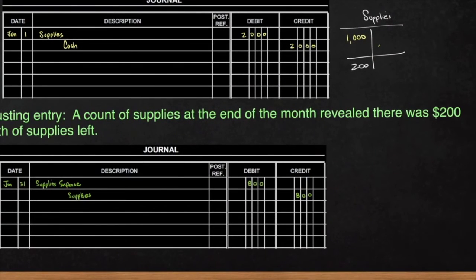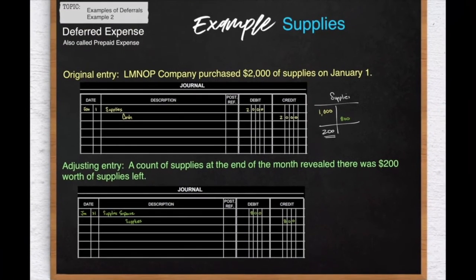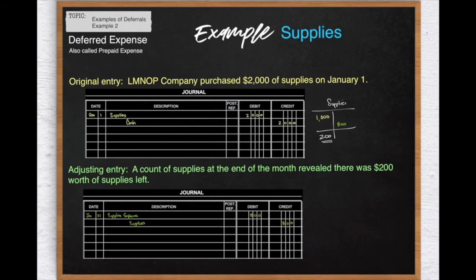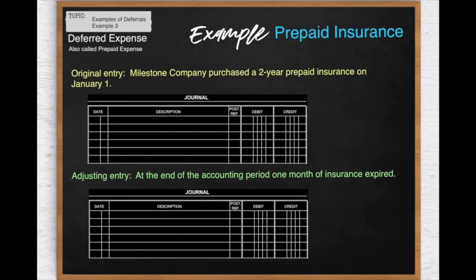So there it is. We're going to put $800 right here. And now you had supplies worth originally $1,000. You did an adjustment for $800. And your remaining balance is $200. And those are your adjustments. Again, I don't want to confuse you. That $2,000 original entry should say $1,000 of supplies was purchased on January 1st. So it makes sense, meaning the T accounts make sense.